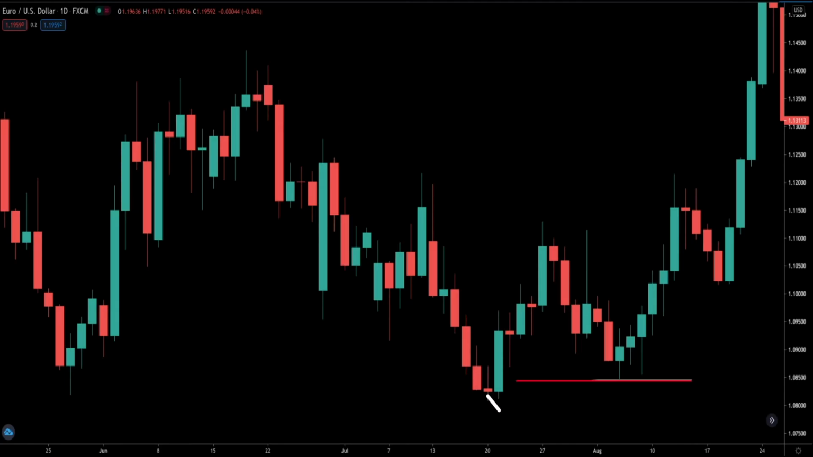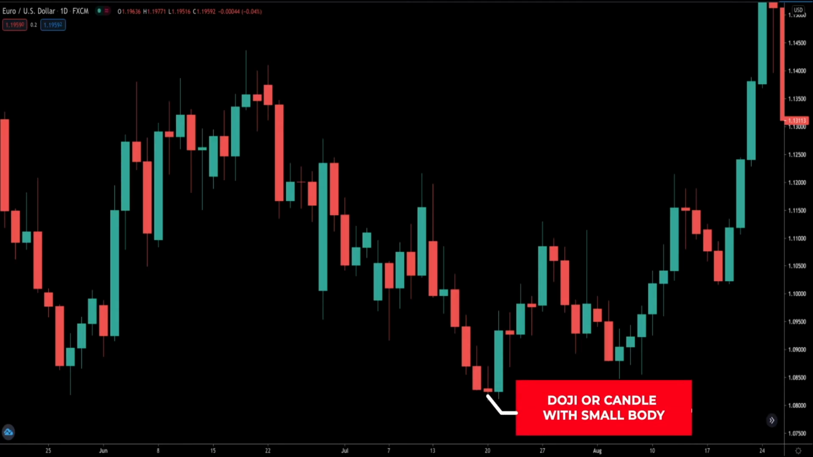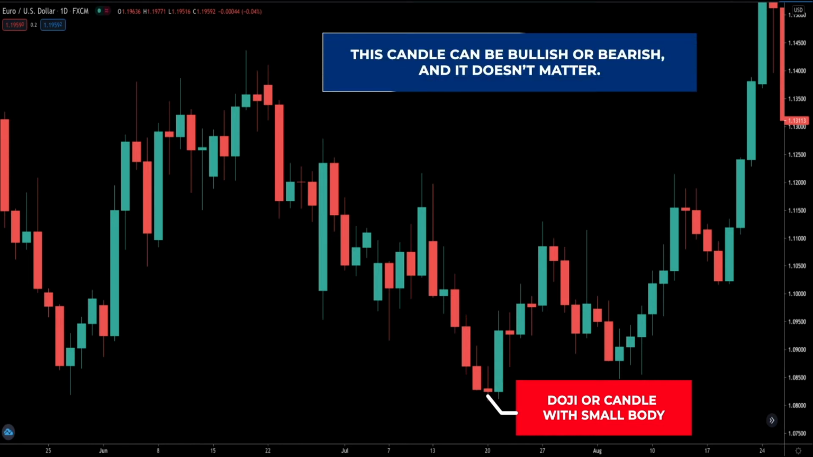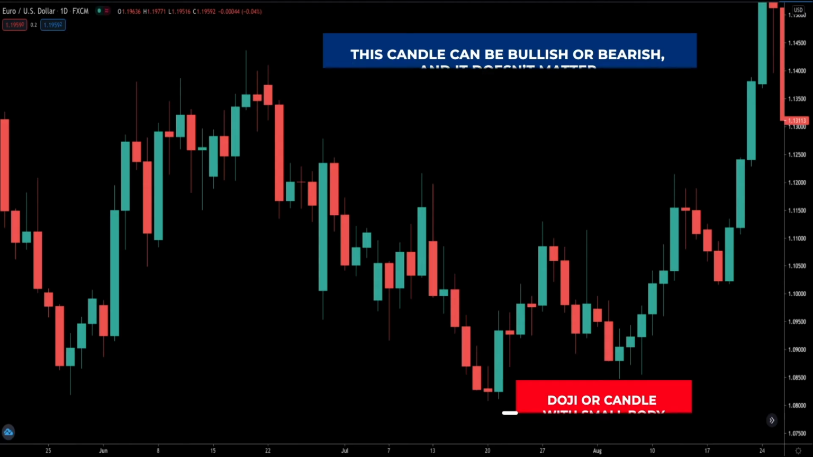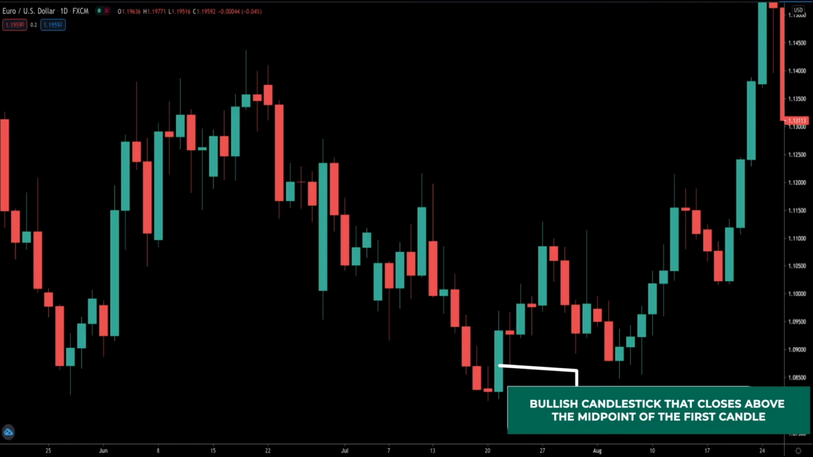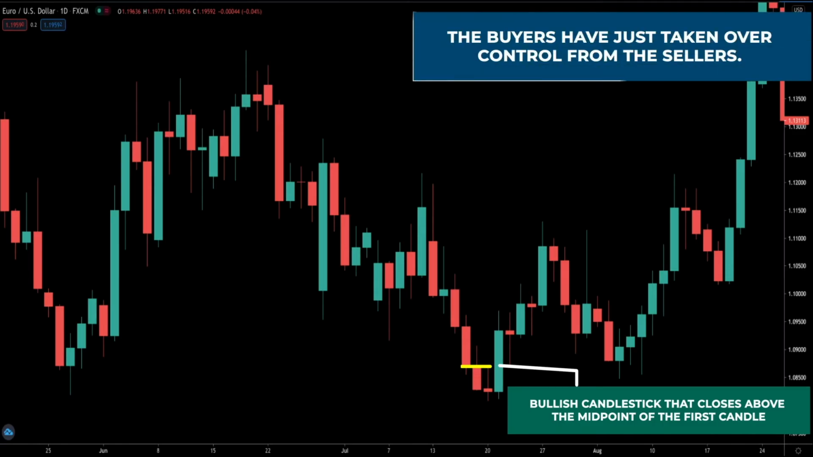The second candlestick is small, could be a doji or a candle with a small body. This shows that the sellers are in control, though they cannot push the price down lower. This candlestick can be bullish or bearish and it doesn't matter. Now, the third candle is a bullish candlestick that closes above the midpoint of the first candle. When you see this, it means that the buyers have just taken over control from the sellers.